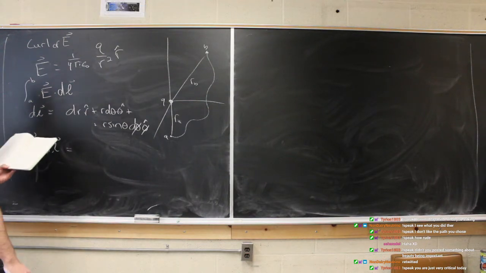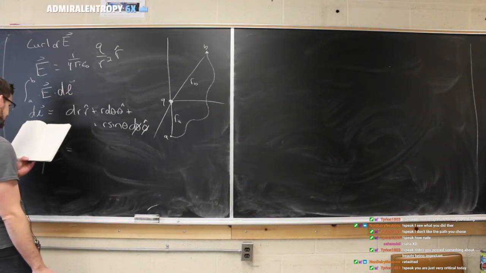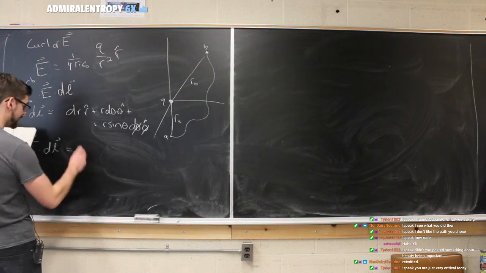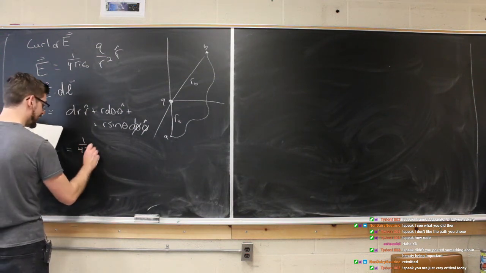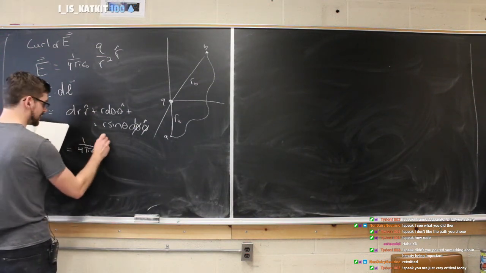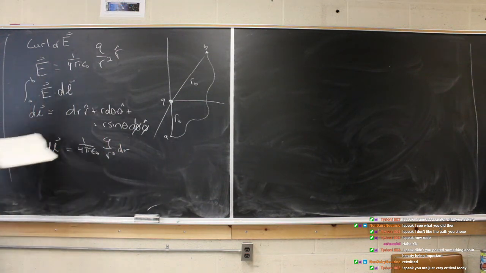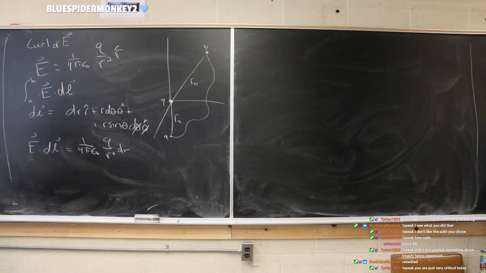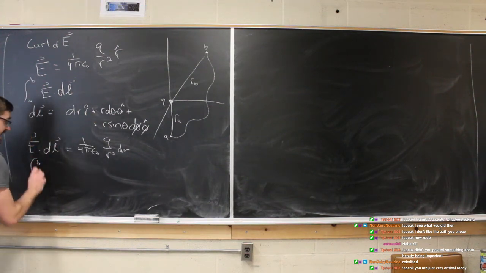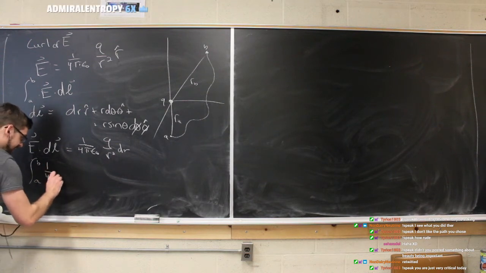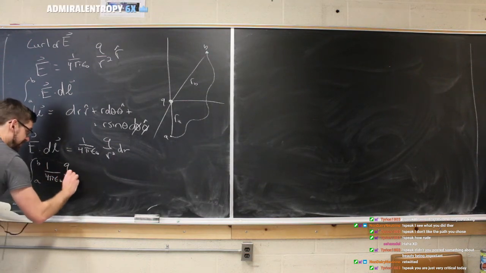So now this E dot dl becomes a scalar, right? The dot product is a nice, easy scalar. And it's just 1 over 4 pi epsilon naught q over r squared dr. This is a magnitude as well, so we need to include that. So now we have this term. We can stick it back under the integral. We get the integral from A to B of 1 over 4 pi epsilon naught times q over r squared dr.